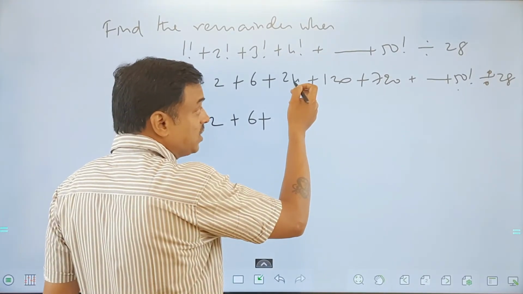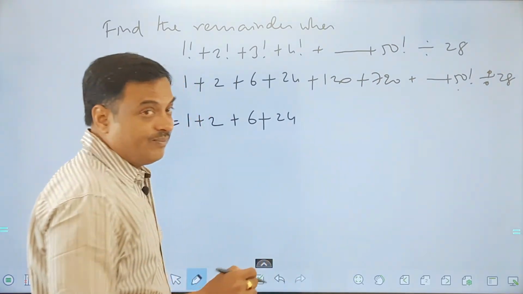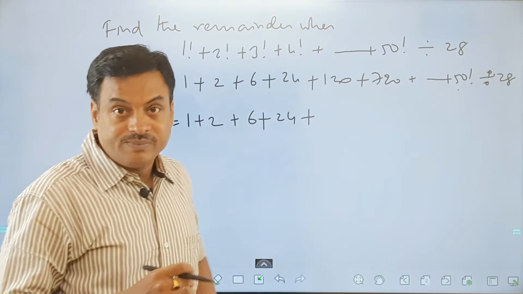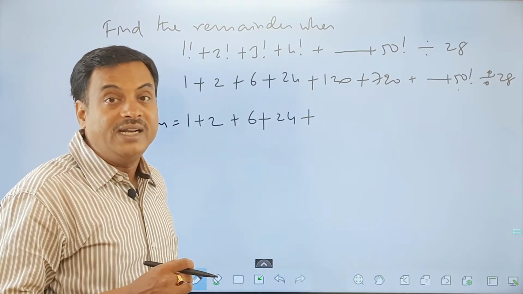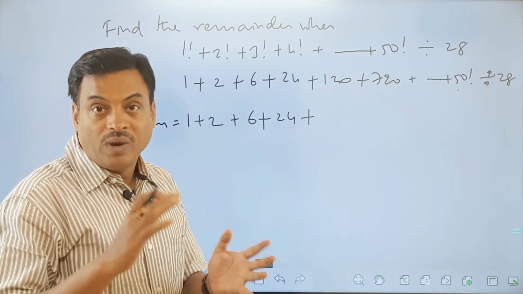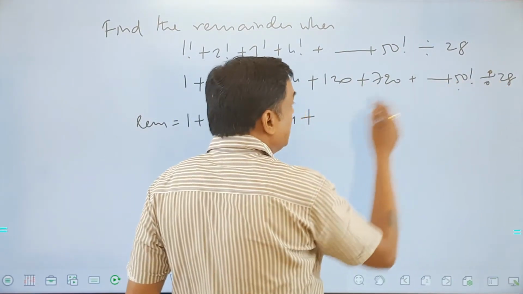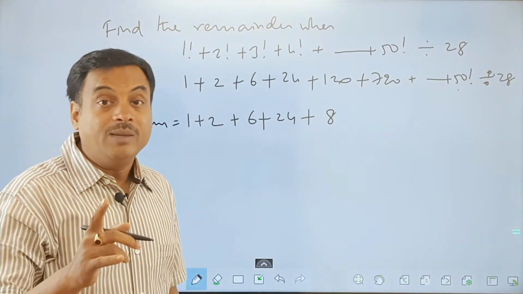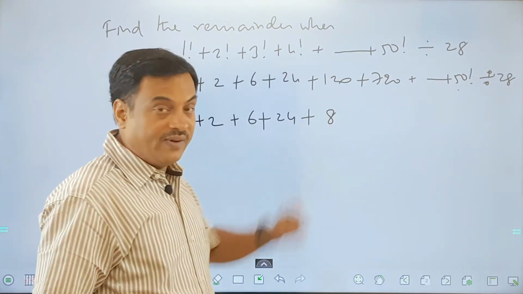24 divided by 28. Again, 24 is less than 28, so 24 is the remainder. Now tell me, if 120 is divided by 28, what happens? 28 into 4 is 112. So 120 divided by 28 leaves remainder 8. The 28 multiple is 112. So it leaves remainder 8 if I divide here.